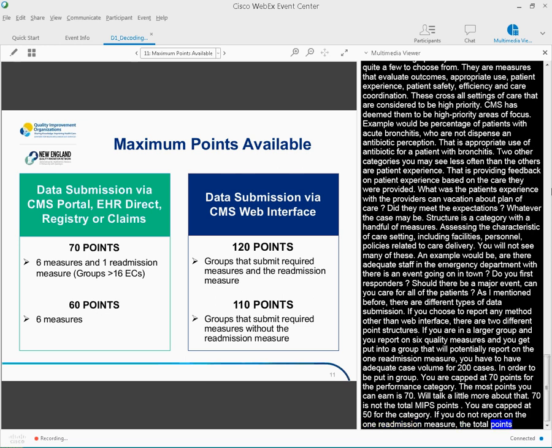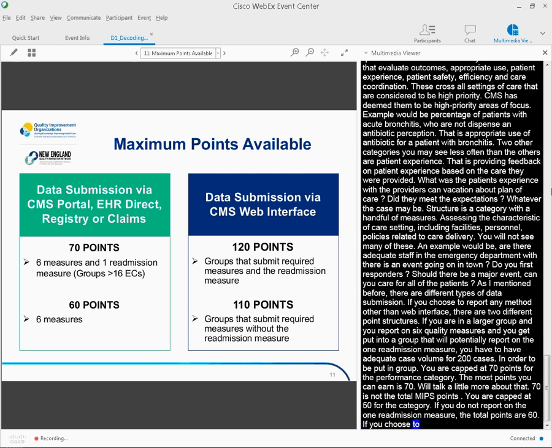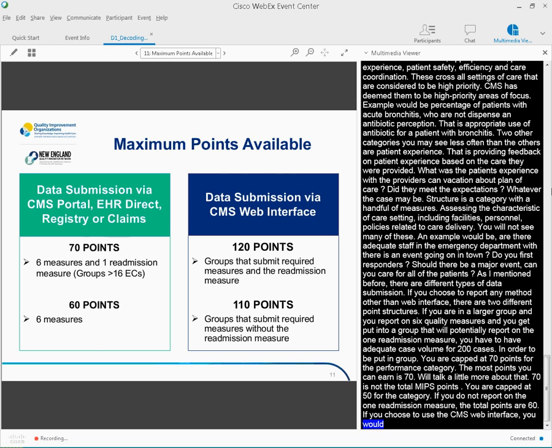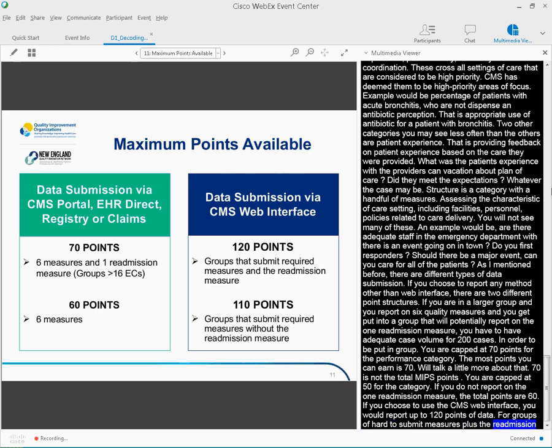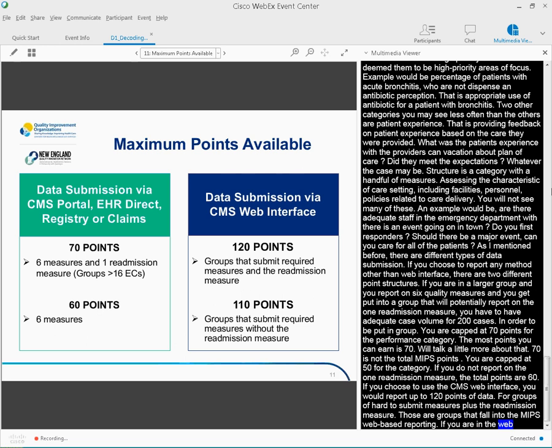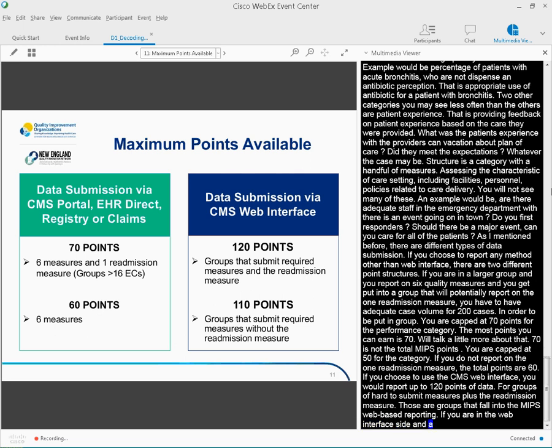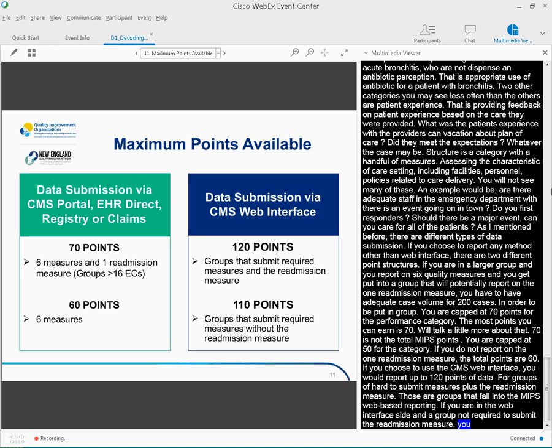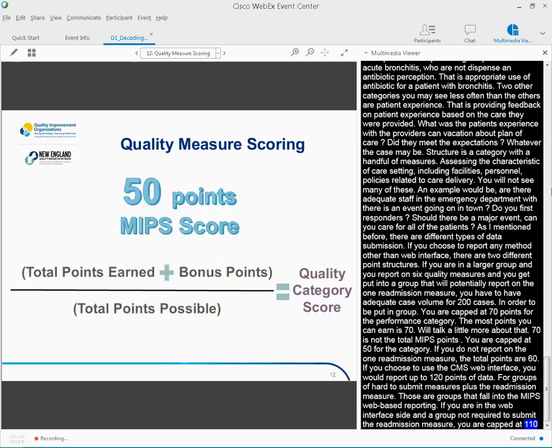If you choose to use the CMS web interface, then you would report on up to 120 points of data. That's for groups that are required to submit the measures plus that one readmission measure. Those are groups that fall into the MIPS side of web interface reporting. If you are in the web interface reporting side and a group that is not required to submit the readmission measure, often those APMs, you are capped at 110 points. So a couple different things to consider about the number of points that you might be eligible to earn.